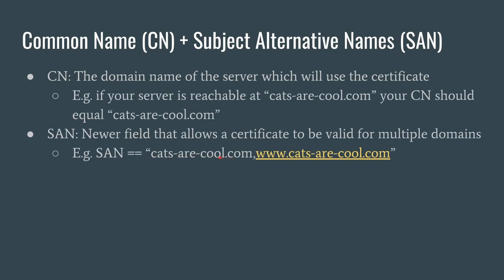If that were the case, you'd want to include both of those names in the SAN field of the certificate request. And SANs can also include IP addresses. Normally, you want to use a domain name to reach your server so that you can change it later on if you need to. But if for some reason you do need to talk to a machine with a static IP address, you can include IP addresses in the SAN field.